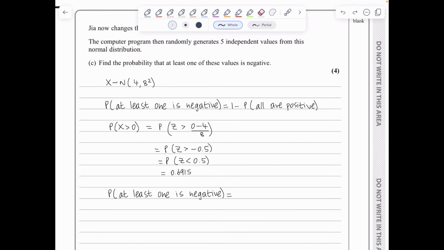So we have found the probability of one observation being greater than 0 to be 0.6915, and therefore the probability that at least one of them is negative will be 1 minus the probability of all 5 of them to be positive, and all 5 of them will be positive if I do 0.6915 to the power of 5, because they are independent, and therefore I can multiply the probabilities together, and this gives an answer of 0.842.